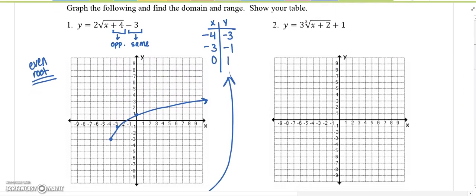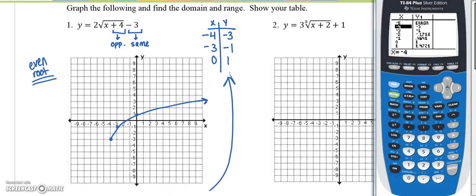Cube root, very similar. I'm going to go ahead and type it in my calculator in my y equals. Cube root is a little different in terms of how to type it in. We can't use a square root. To type in a cube root, I'm going to go into math, and then cube root is number 4. I was supposed to put a 3 in front. So 3 times the cube root of x plus 2, and then move out of it, and then plus 1.